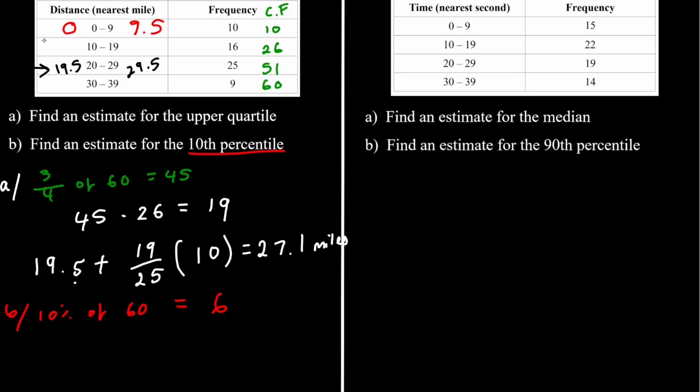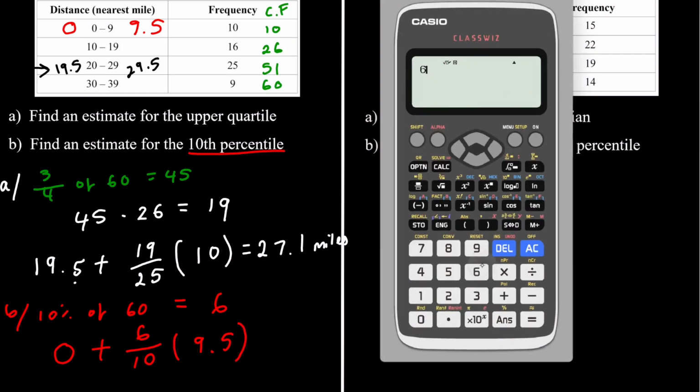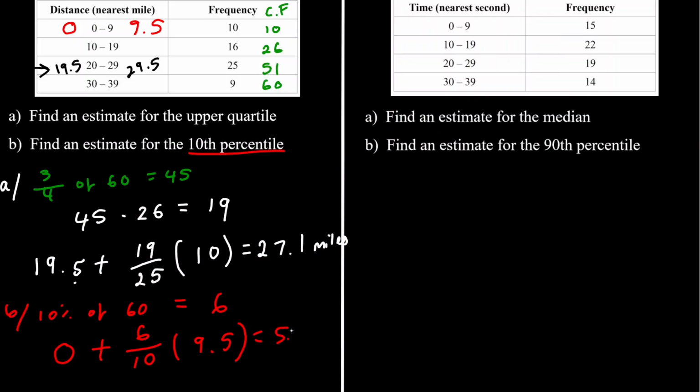So we start with our lower bound, which is 0, plus our fraction, which is 6 out of 10. We want to go 6 people out of 10 people into the group, times the class width, which is 9.5. So we've got 6/10 of 9.5, which is 5.7. So 5.7 miles is our 10th percentile.